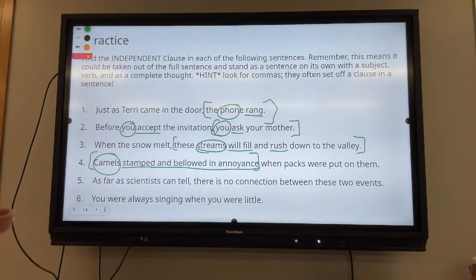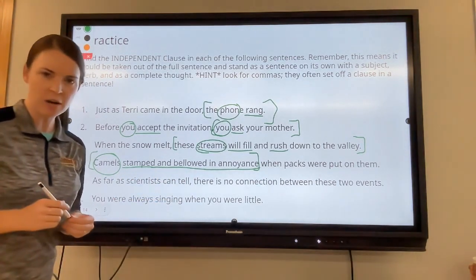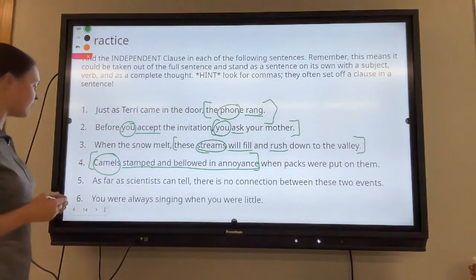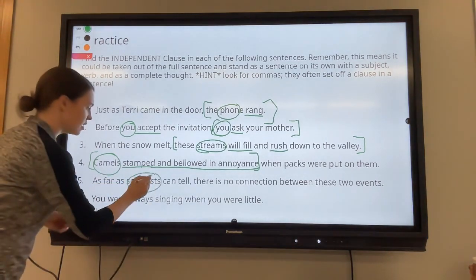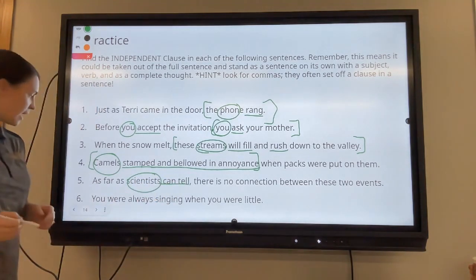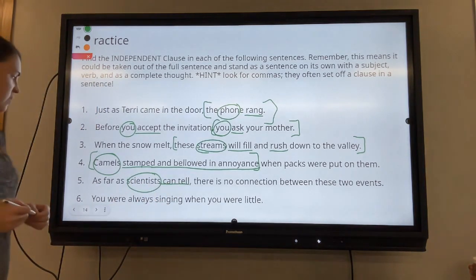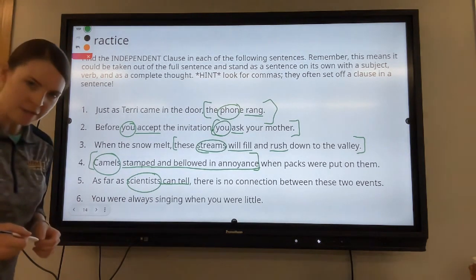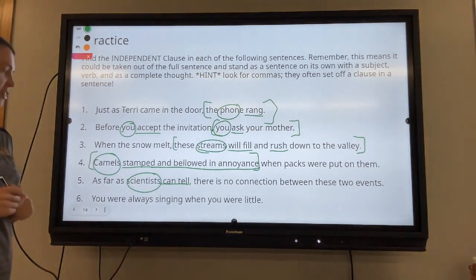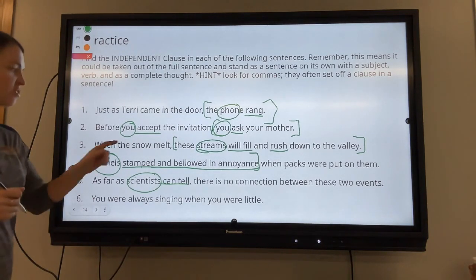Number 5, as far as scientists can tell, there is no connection between these two events. This one has the handy dandy comma there that helps set off clauses. Let's see. Check the first half. As far as scientists can tell, I see a subject, I see a verb. Can it stand alone? As far as scientists can tell, what? Not a complete thought, is it? Therefore, it cannot stand alone.